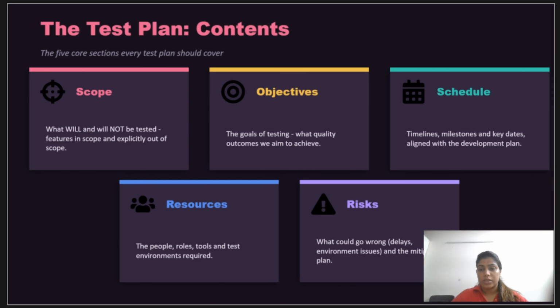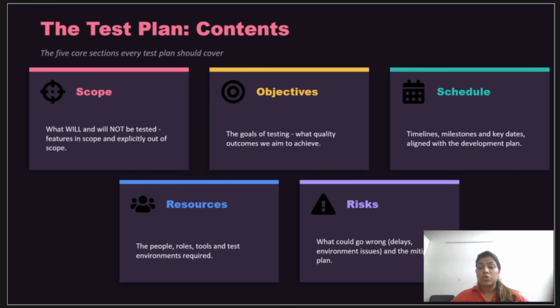Then is resources. Who and what we need. The team members, what roles would be there, the tools and the test environments that we would require. Everything from software to hardware to the manpower is under the resources. Then are risks. What could derail testing? Late code delivery, unavailable environment, resource gaps, and how will we mitigate each of these? Thinking about the risk upfront marks a mature tester.